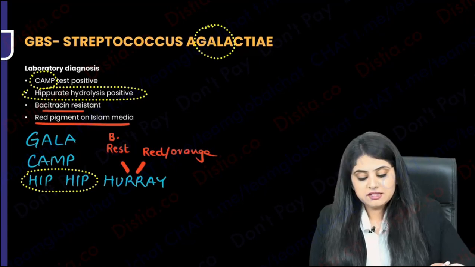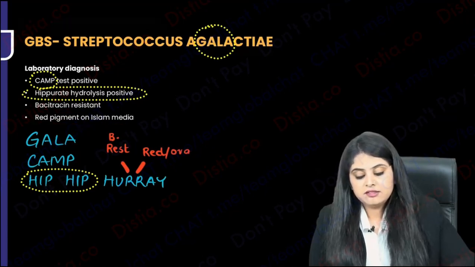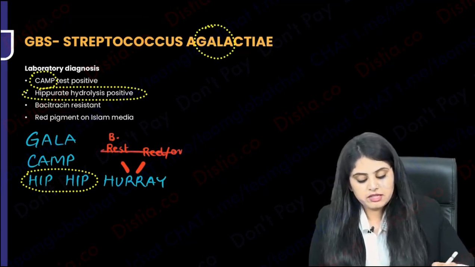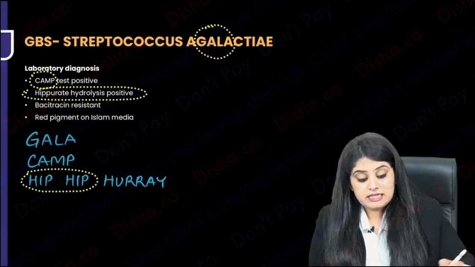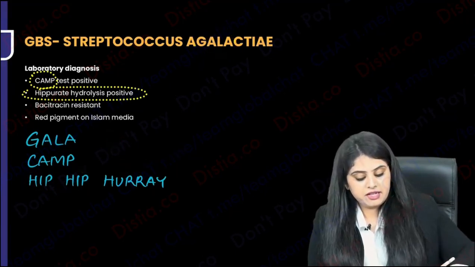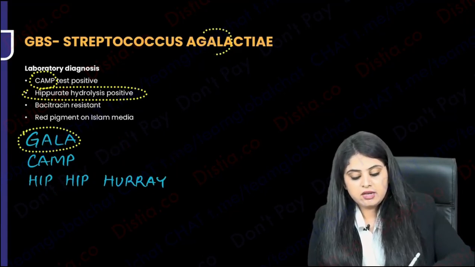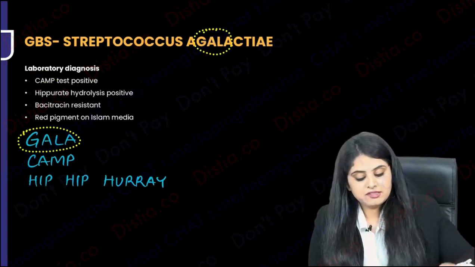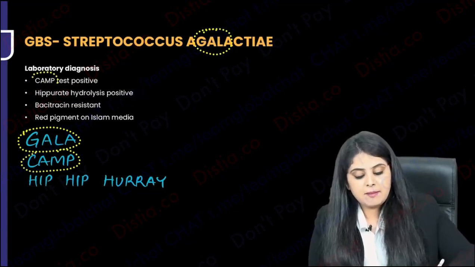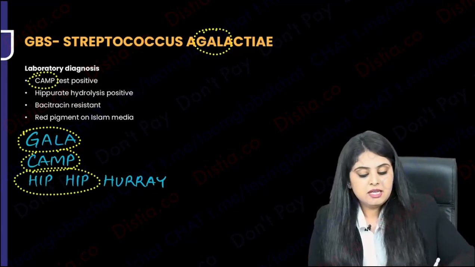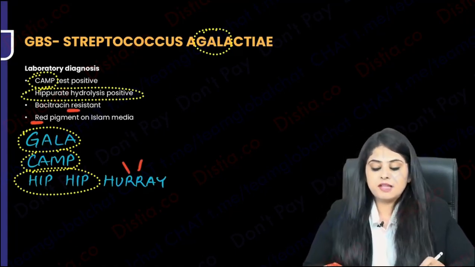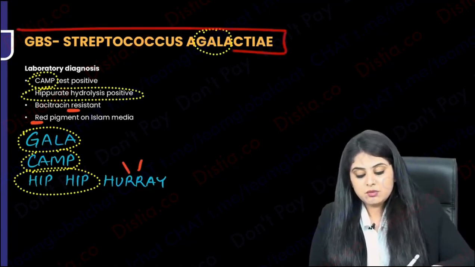So everyone, please first learn all these things that I have taught you over here. First finish off all of this with me so that we can go ahead and study all the details about it. So let's quickly revise. When I say gala, they are going to have a gala time. So agalactiae. When I put it up as camp, it is going to be camp test positive. Hip hip means hippurate hydrolysis positive. And hooray means R for bacitracin resistant, and orange red pigment on Islam media. That is the story of Streptococcus agalactiae.